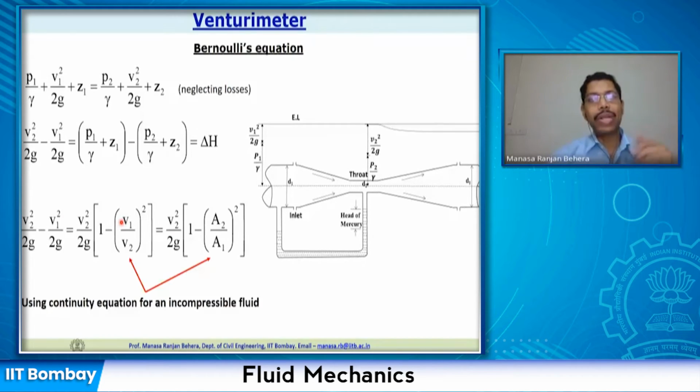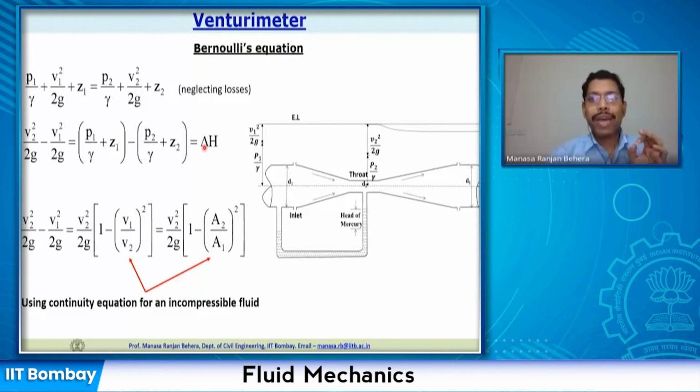By applying our continuity equation, because the flow is considered incompressible, A1 V1 equals A2 V2. By applying that equation, now you can write down V2 square by 2g multiplied by 1 minus (A2 by A1) square, right? Now this equation is going to be useful. Here we have seen V2 square by 2g equals this. Now I can write this component: V2 square by 2g times 1 minus (A2 by A1) whole square is equal to delta H.